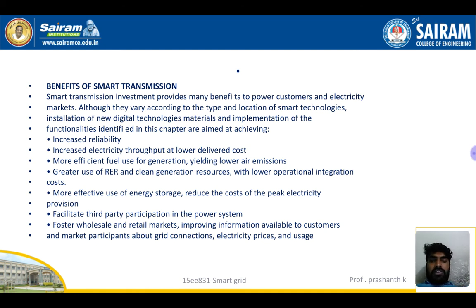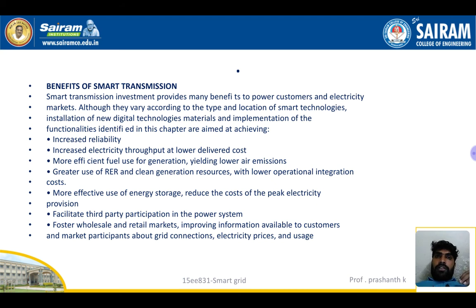So these are the benefits of smart transmission. If we transmit electricity following age-old methods, there will be more losses and there will be drawbacks. If you implement smart transmission, definitely there are more advantages. Reliability will increase, electricity throughput increases at lower delivered cost because losses will be less, and definitely there is more efficient fuel usage for generation also, yielding lower air emissions.